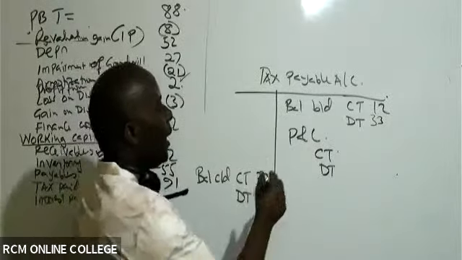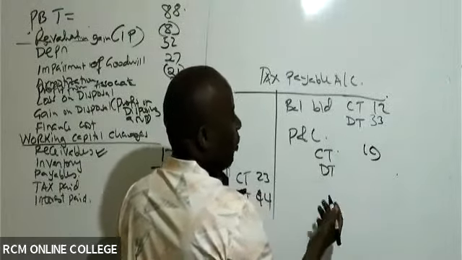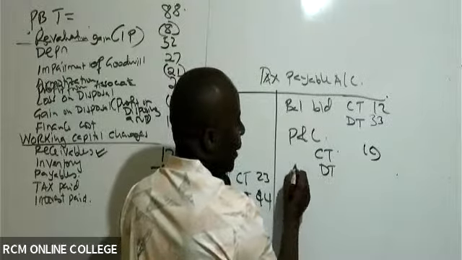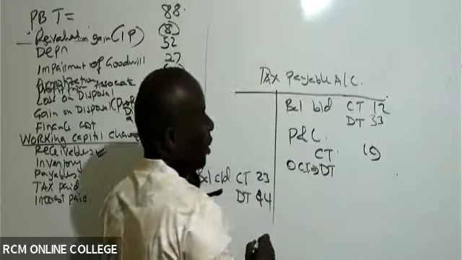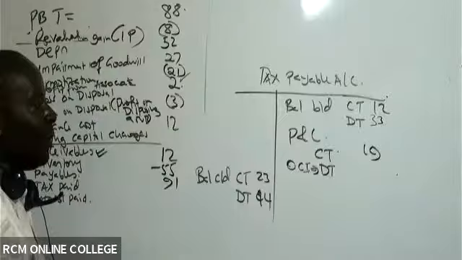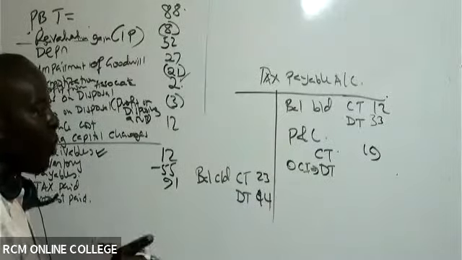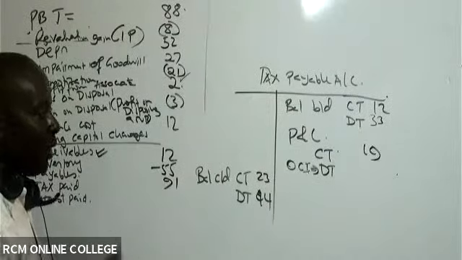So P&L CT, the current tax, is in the profit and loss. Of course, deferred tax will be under OCI, other comprehensive incomes. Any tax which is under other comprehensive incomes will be called a deferred tax or tax on revaluation. OCI is other comprehensive incomes.